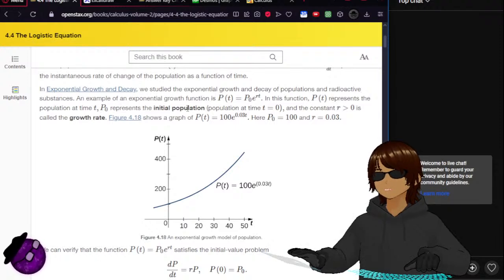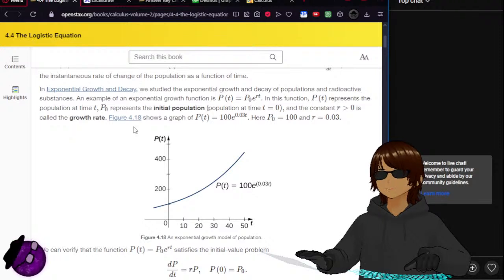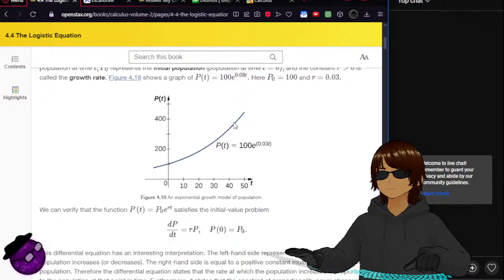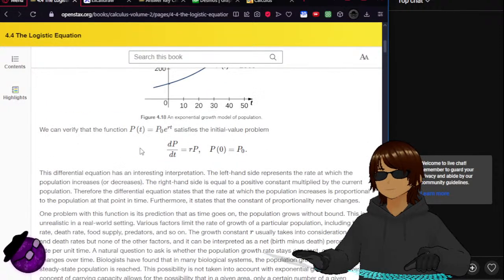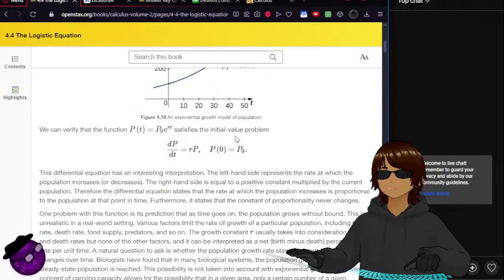P0 represents the initial population, the population at time t equal to 0, and the constant r, which is more than 0, is called the growth rate. Figure 4.18 shows a graph of P(t) equal to 100 e to the power of 0.03t. P0 is 100, r is 0.03. We can verify that the function P(t) equal to P0 e to the power of rt satisfies the initial value problem.